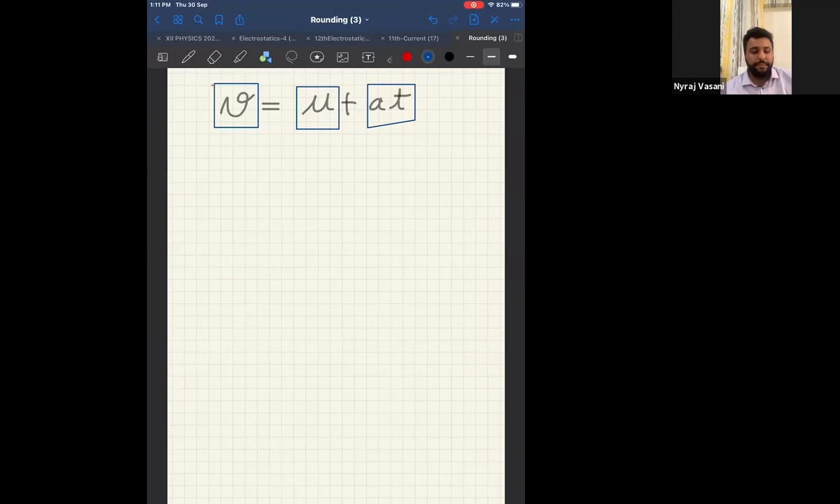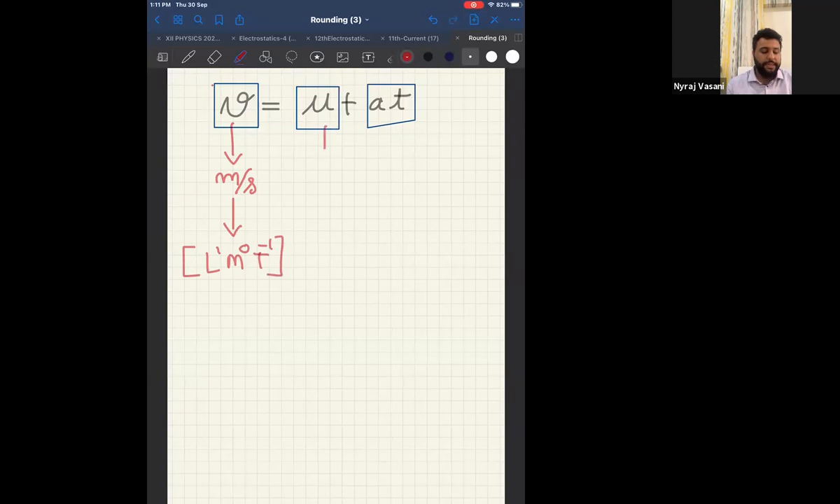Now, tell me, what will be the dimension of V? Means what is the unit? What is the unit of velocity? Unit of velocity is meter per second. Therefore, what is the dimension of velocity? L^1 M^0 T^-1. Can I say this is the dimension?